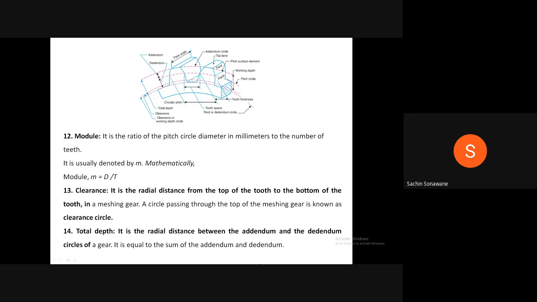Next definition, module. It is the ratio of the pitch circle diameter in millimeters to the number of teeth. It is usually denoted by the letter M. Mathematically, module M is equal to D divided by T.